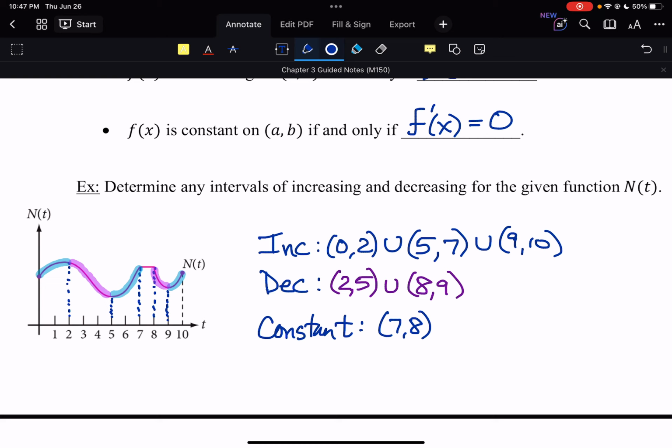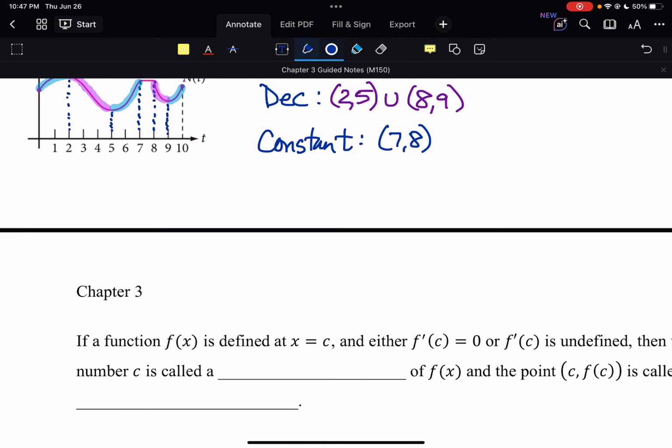All right, so when we're looking at the graph itself, it's not too hard to identify where it's going up and going down. What we need to be able to determine is what is a graph doing based off of the function, like the formula, the algebraic equation that we have for it. So that's what we're going to talk about next.